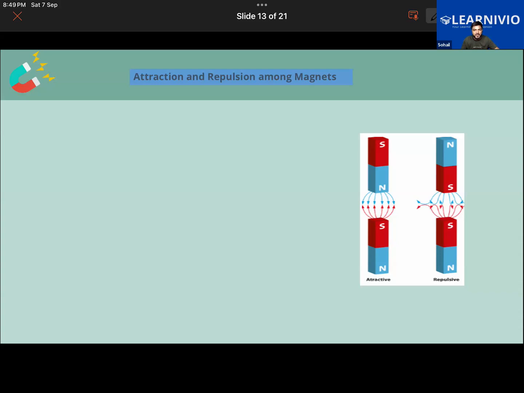The north poles also, exactly. Even if you have the north pole here and the south pole here, and you bring another magnet with the north pole here and the south pole there, they will also be repelling each other. They will move away from each other. That is one thing.